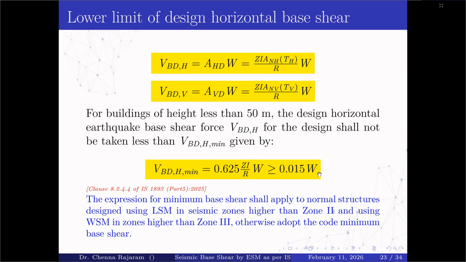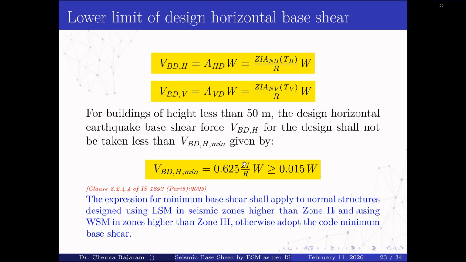Now here you see, in our case, the expression for minimum base shear shall apply to normal structures designed using LSM in seismic zones higher than zone 2 and using WSM in zones higher than zone 3. Otherwise, adopt the code minimum base shear. Now, here in our case, the minimum base shear is obtained. The condition is not satisfied in this case. So that means whatever base shear we consider, the same base shear you have to adopt.